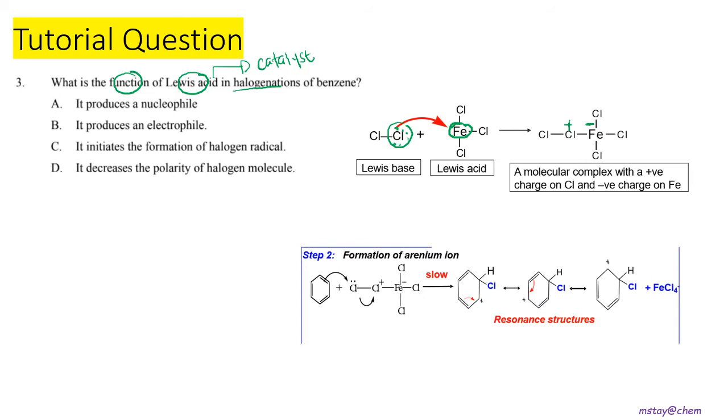So in step number 2, the pi bond from the benzene will attack the chlorine here. Then the bond here will break down, becoming heterolytic. From here we can see the Cl is attached to the benzene ring. So in this case, the chlorine is added as the electrophile. That's why the answer is B. It produces an electrophile.